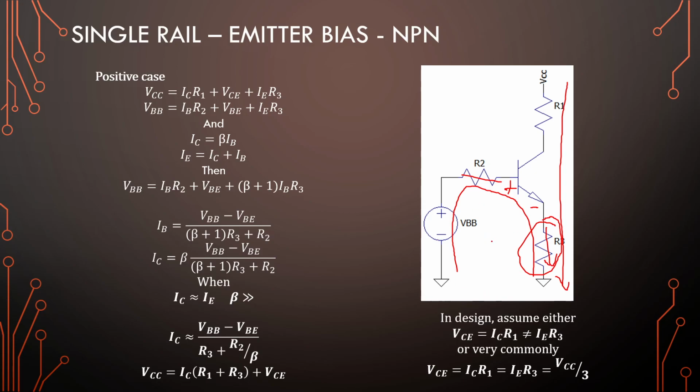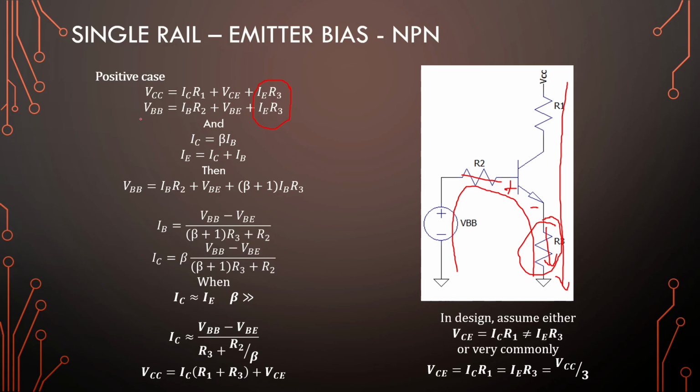VBB is on the input side. VCE is on the output side. So having this in both terms indicates that R3 here is actually a feedback resistor. Okay, so some of the voltage on this output side is fed back to the input side, which typically has a stabilizing effect in a circuit.